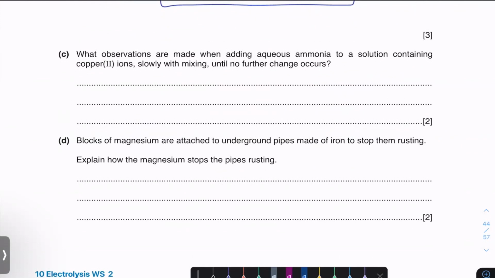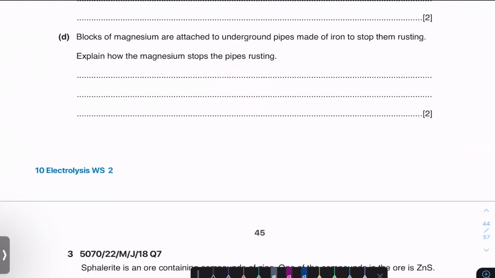What observations are made when adding aqueous ammonia? अच्छा ये अभी हमने नहीं पढ़ा. Blocks of magnesium are attached to underground pipes made of iron to stop them rusting. This is sacrificial protection. Remember? Explain how magnesium stops the pipes rusting. So we'll talk about that magnesium is more reactive than iron, so it loses electrons or it reacts before iron can. तो ये थोड़ा सा ज़्यादा मतलब जल्दी react कर जाता. ठीक है? And then of course you can replace the magnesium blocks later on.